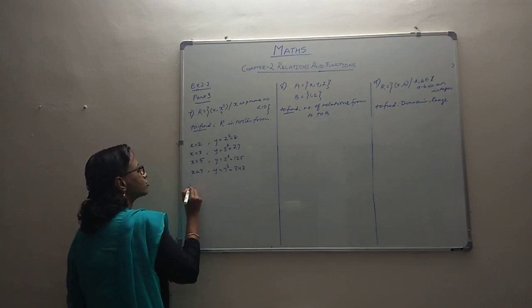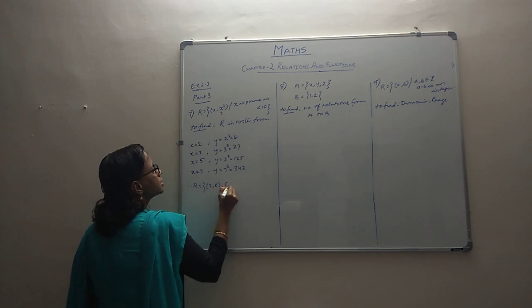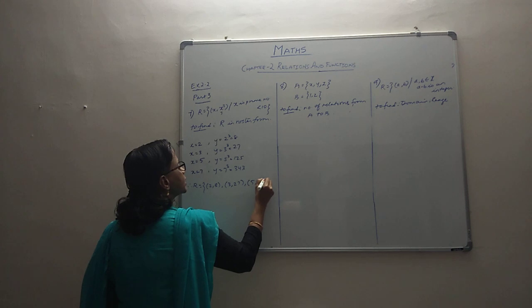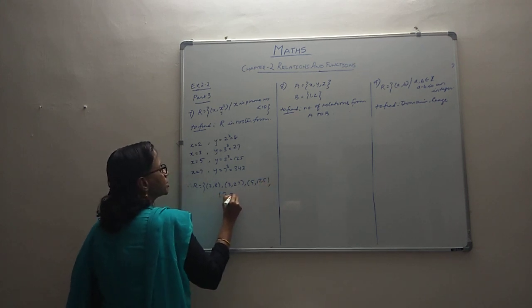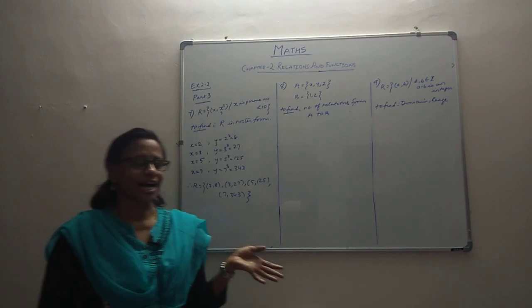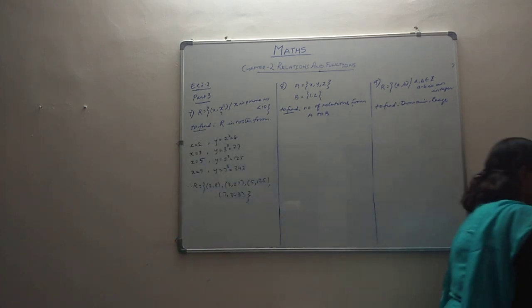So these are our values, but they have asked us to write R in roster form. So let's write R in roster form. R will work out as (2, 8) first element, (3, 27) second element, (5, 125) the next element, and (7, 343) the last element. So this is how our R in roster form comes up. That's about this.